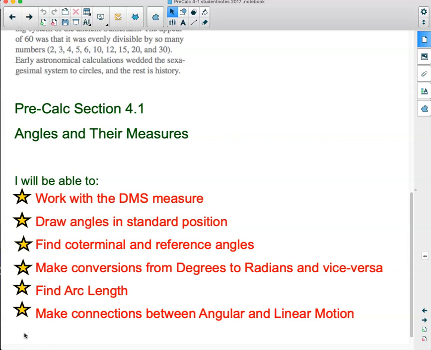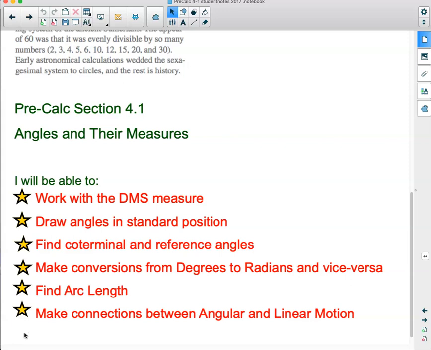We have worked with GMS Measure, and continue to do that throughout basically the chapter, especially whenever we have to apply what we have, which means our word problems. Drawing angles in standard position, we've done a lot of that. We've started to get into some really deep coterminal and reference angles, but we haven't talked about radians yet, and that's what we're going to do today. Make conversions from degrees to radians and vice versa.